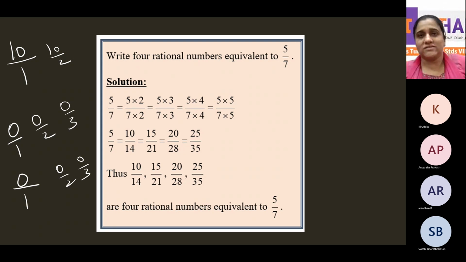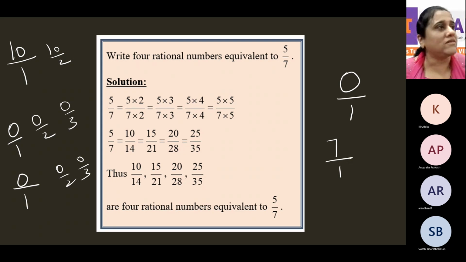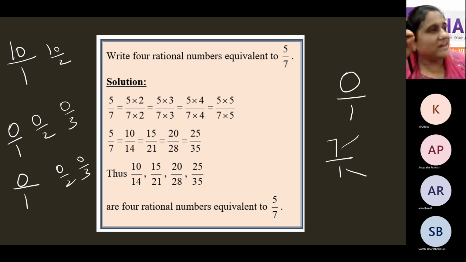Okay, so 0 is a rational number. 0 is a rational number because 0 is 0 by 1 or 0 by 2, integer by integer. So it's a rational number. Yes or no? Yes. But if you take 7, 7 is 7 by 1 only. 7 is not 7 by 2. 7 is 7 by 1 only. And that is integer by integer again. So it's a rational number. So with this, we can conclude that every natural number can be written with denominator 1. So it's a rational number.